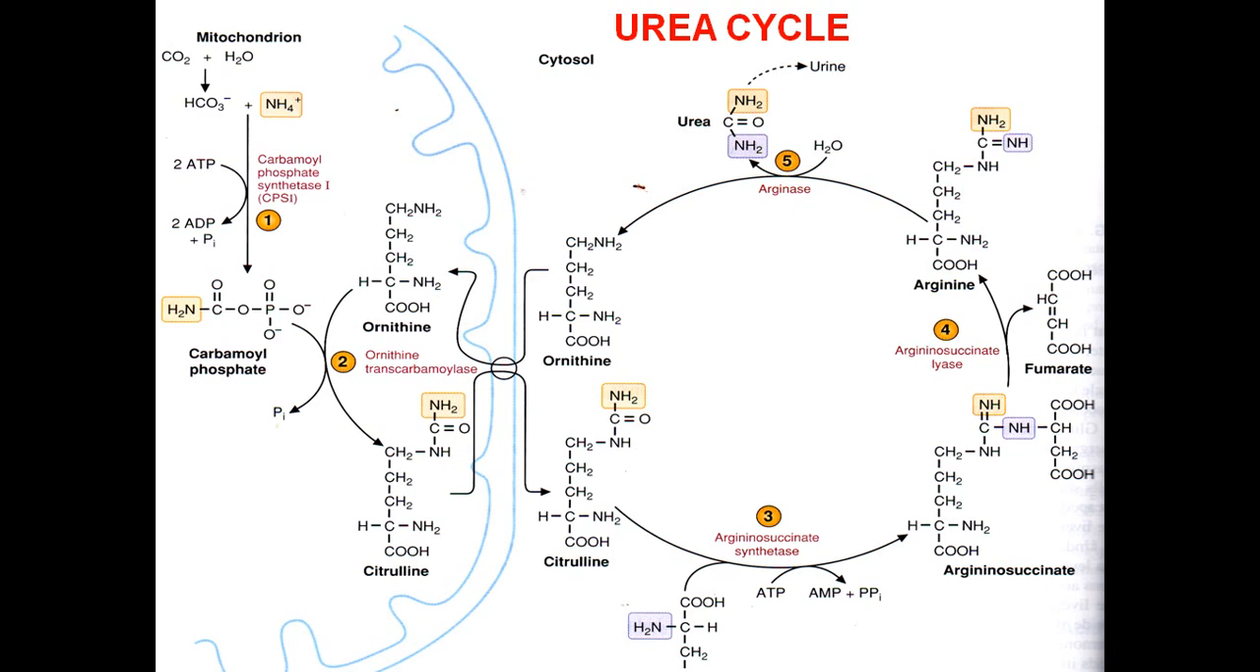Citrulline is transported from the mitochondria into the cytoplasm. Ornithine and citrulline are easily transportable across the mitochondrial membrane, so they can move from the mitochondria into the cytosol and from the cytosol into the mitochondria freely, in both directions. So citrulline, which is formed in the mitochondria in the second step of the urea cycle, comes out of the mitochondria into the cytoplasm.